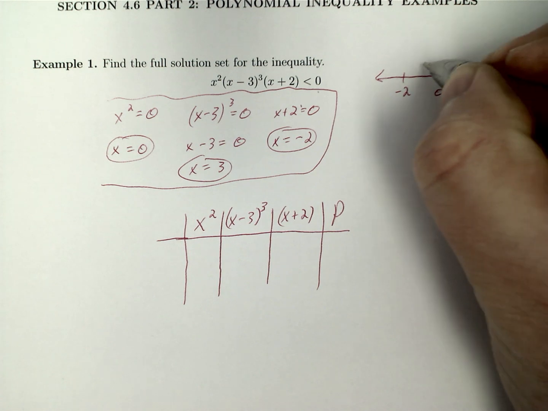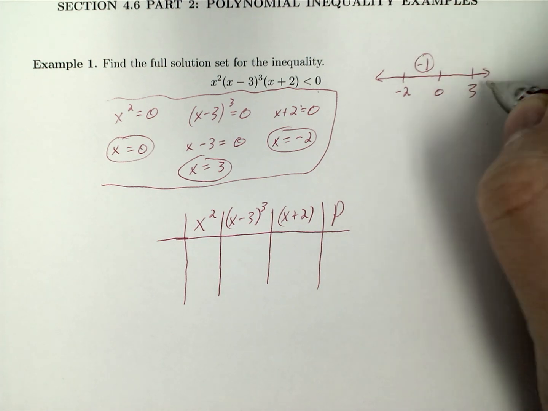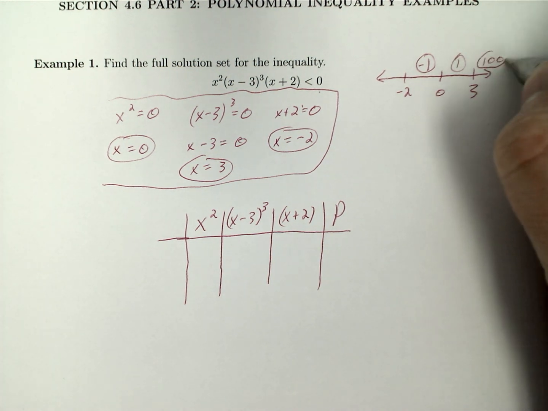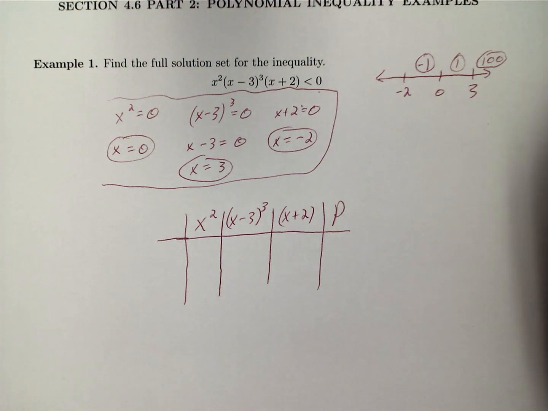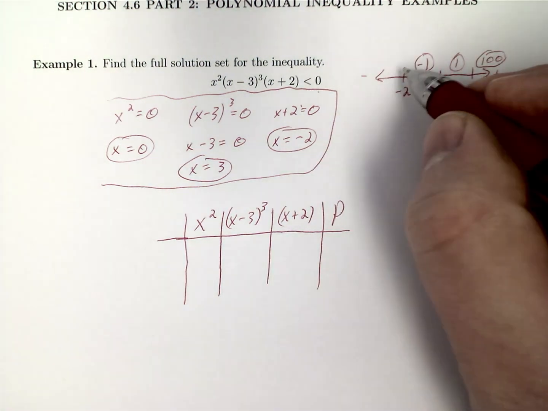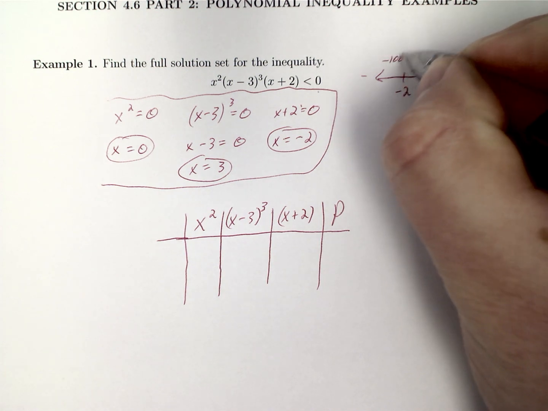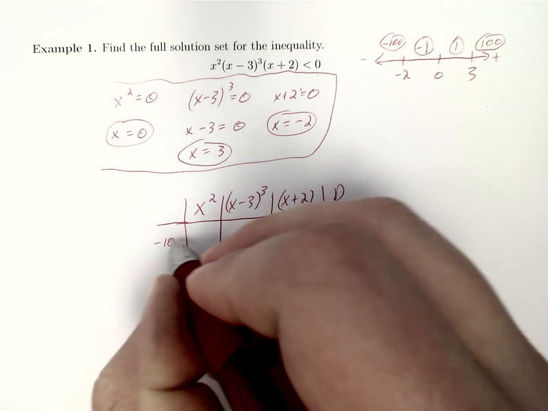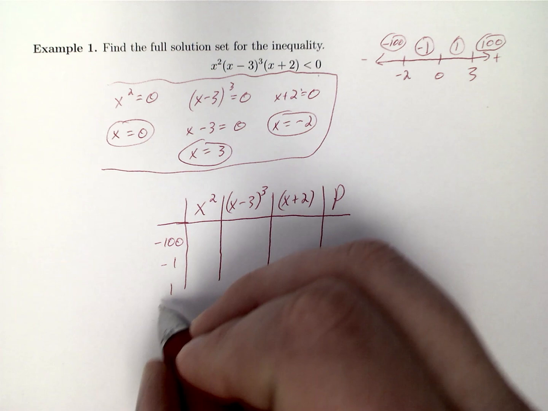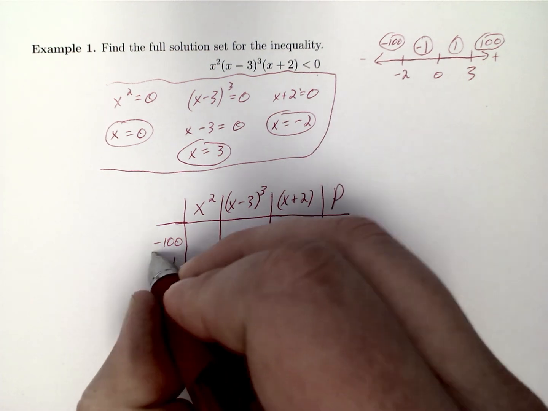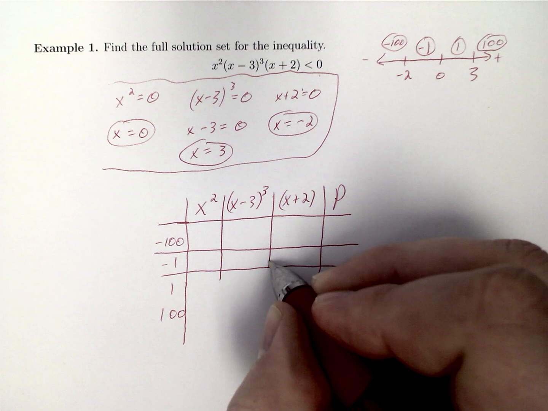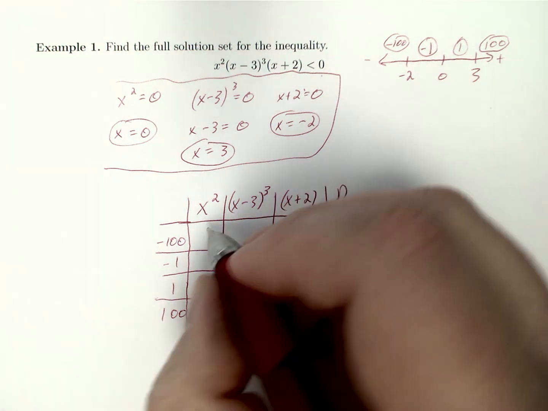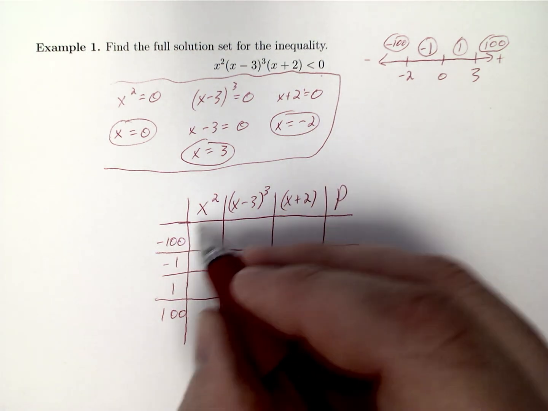A number between -2 and 0, well, the nice one is -1. A number between 0 and 3, I'm going to pick 1. A number greater than 3, again, pick something overwhelming. It's my advice. You can pick any number you want to the right of 3, though. And then we're going to pick something to the left of -2, like -100. So we're going to test these 4 values: -100, -1, 1, 100. Then we plug them into each factor.